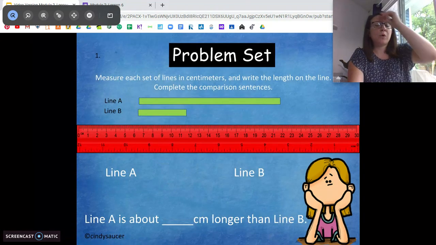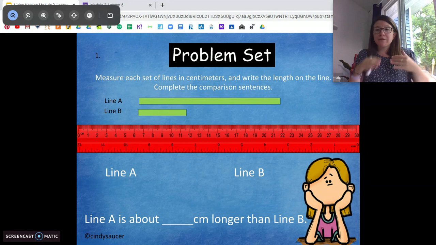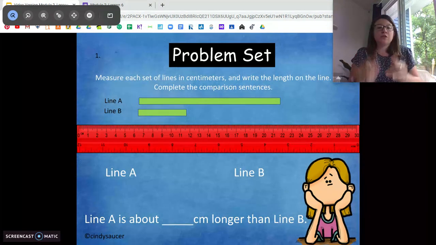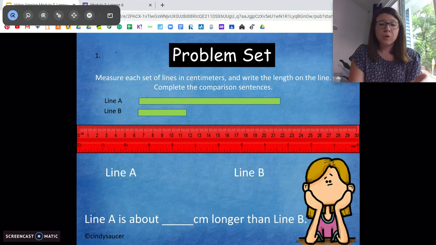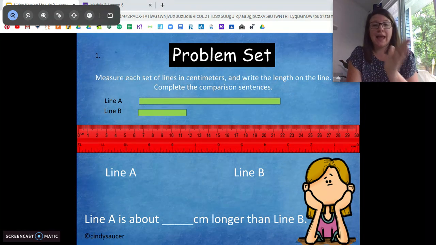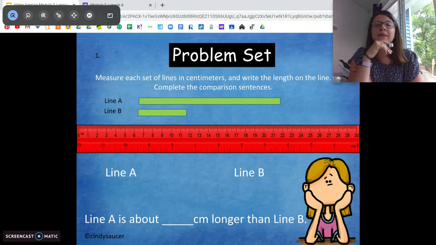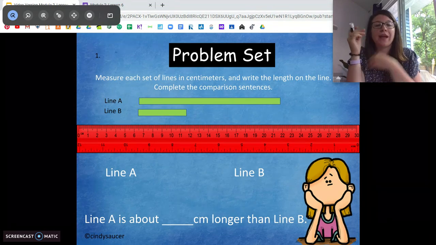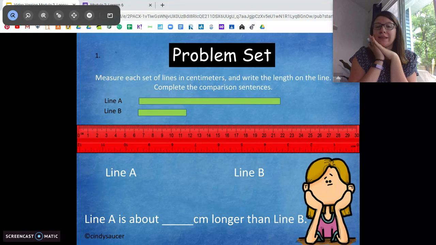All right. Now, we are going to move into a couple problems. Make sure you still have your paper and pencil out. What we're going to do is we're going to find the difference between two measurements. So, we have two lines here, line A and line B. Now, what we need to figure out is the length of line A and B, because our problem on the bottom says line A is about blank centimeters longer than line B. In order to figure that out, we have to know the lengths of both of the lines. So go ahead and pause the video and figure out the lengths of the lines.